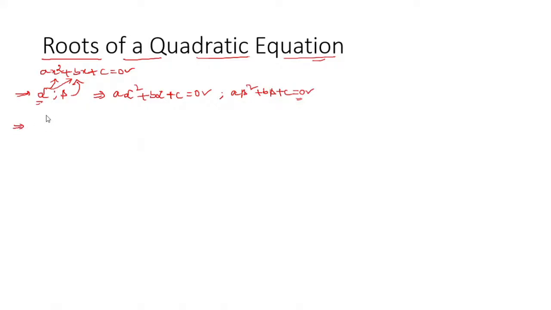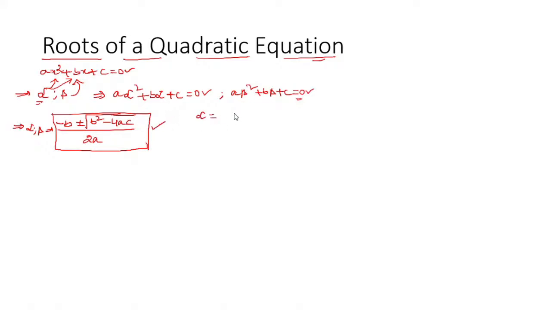And we have a formula for finding the roots of a quadratic equation. That formula is, the roots alpha and beta are given by: minus b plus or minus root of b square minus 4ac by 2a. So this is the formula for finding the roots of any quadratic equation.